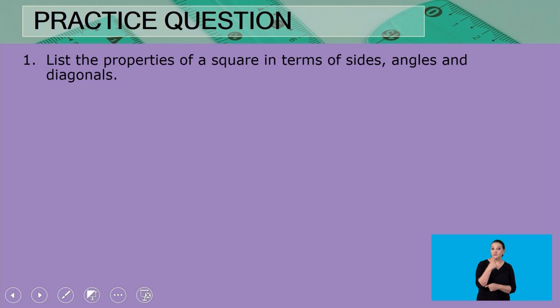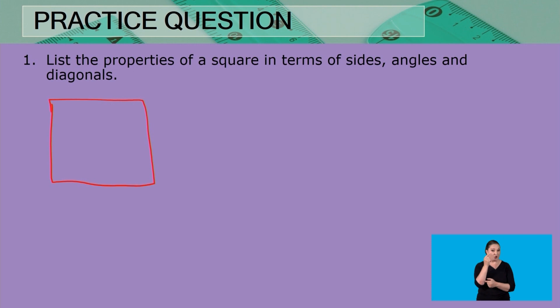The first question says, list the properties of a square in terms of its sides, angles, and diagonals. Can you list the properties of a square? Let's think about a square quickly. Well, the first thing that we know is that all of the sides are equal.